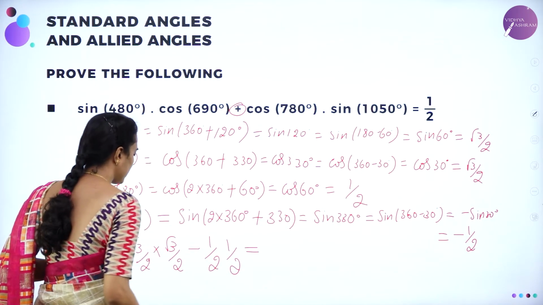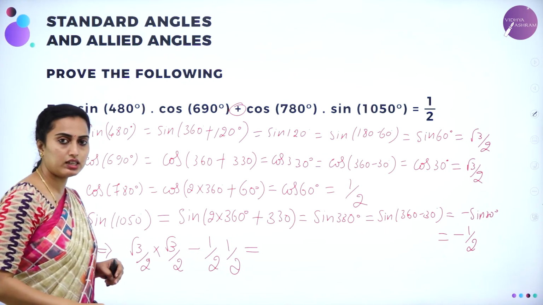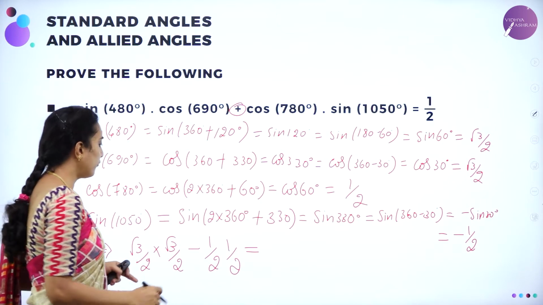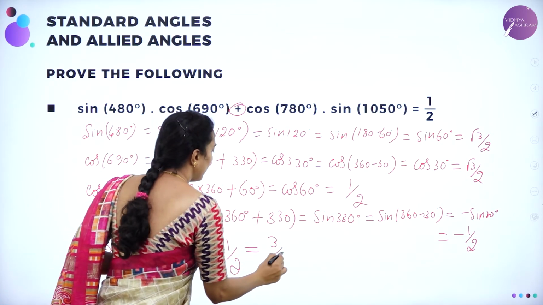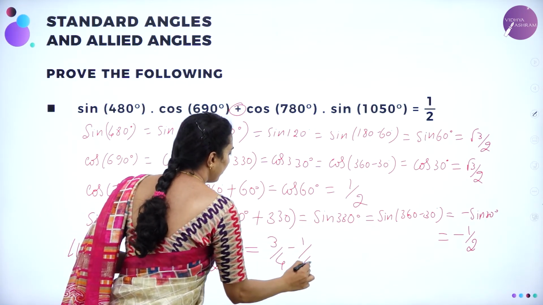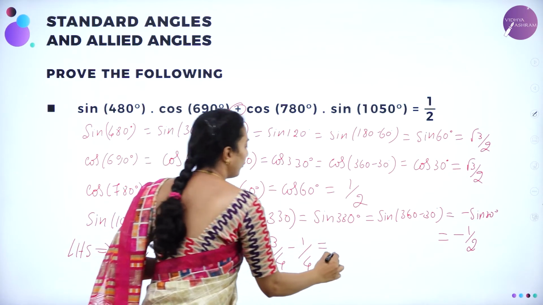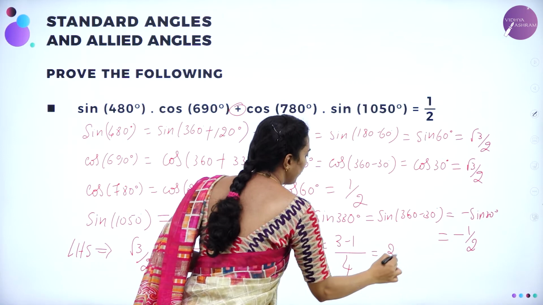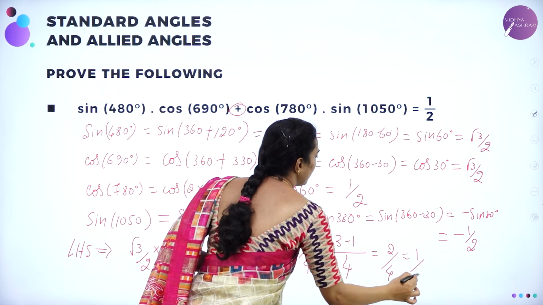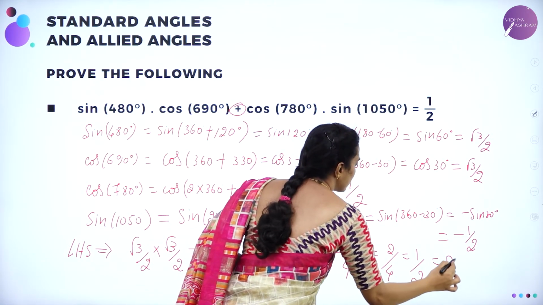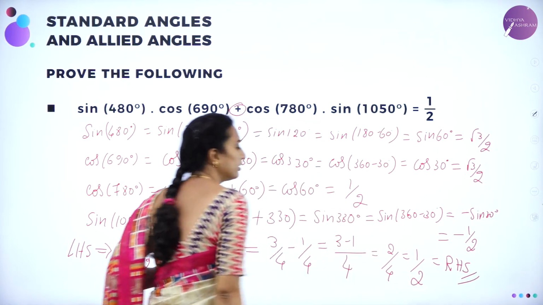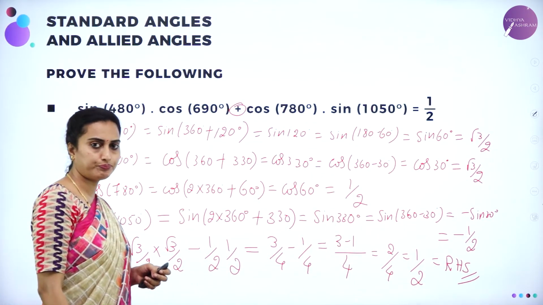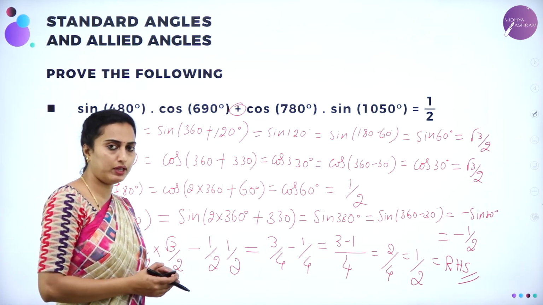So root 3 into root 3 is nothing but 3. So 3 by 4 minus 1 by 4. If you take the LCM, it is 4. Numerator 3 minus 1 is 2 by 4. 2 by 4 is nothing but 1 by 2, which is your RHS. I hope you got how to solve this problem. We'll move on to the next problem.